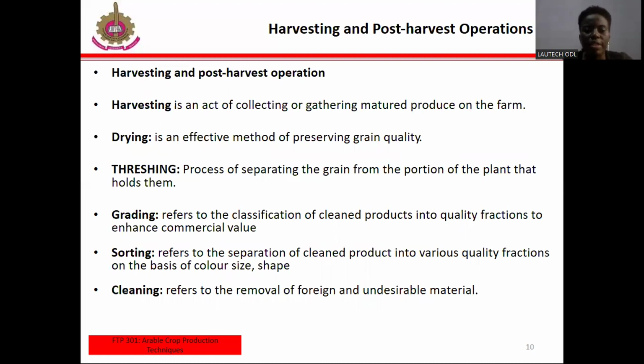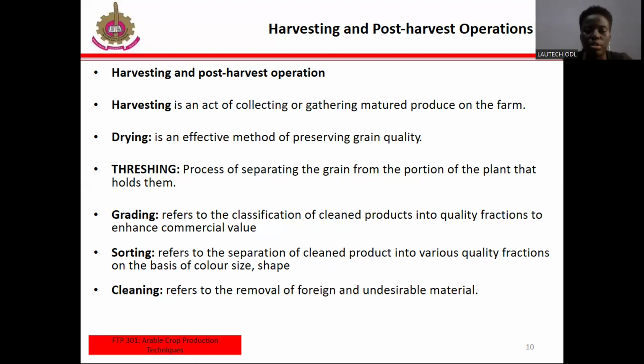When you're talking of harvesting, it is an act of collecting or gathering matured produce on the farm. After harvesting, we have drying. It is an effective method of preserving the quality of the grain that you've harvested. Then we have threshing. It is the process of separating the grain from the portion of the plant that holds them. After threshing, we have the grading, which has to do with the classification of clean products into their quality fractions in order to enhance the commercial value of such particular produce.